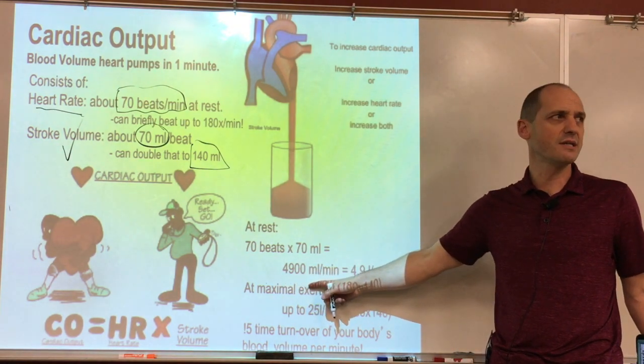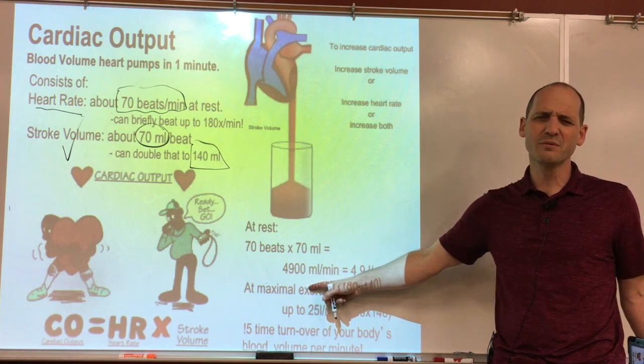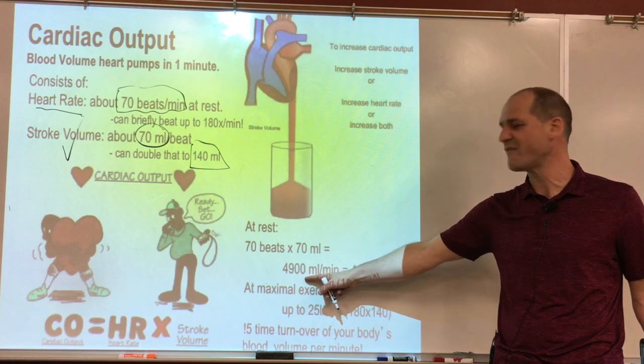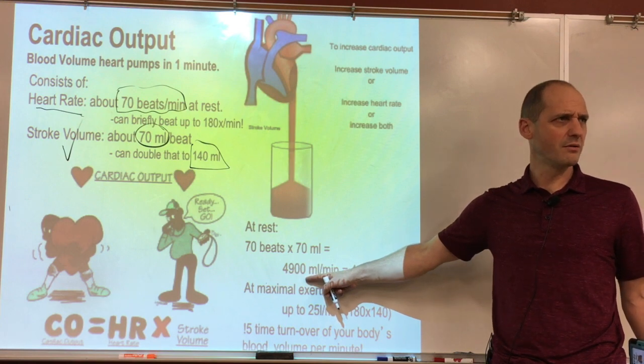I know it's science. You've got to do milliliters, deciliters, liters, all that kind of stuff. I don't know the equivalent of a milliliter, but I know that's about 5 liters. And a gallon is about 3.6 liters. So that's a lot of blood.